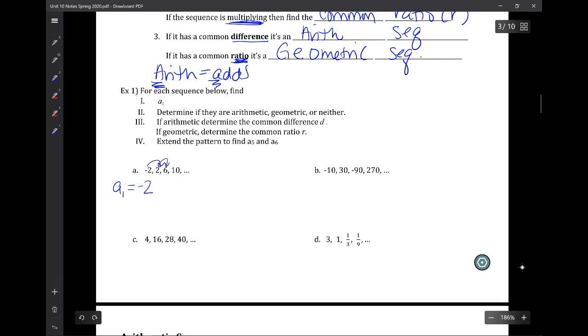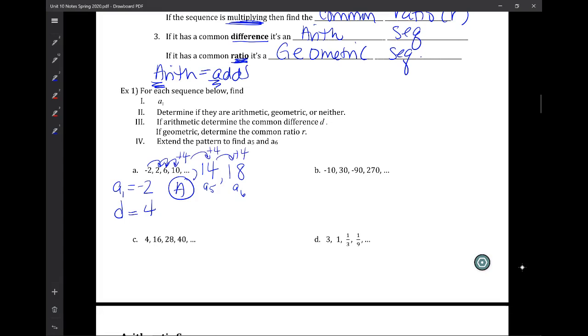And I noticed that this seems to be adding by 4 across every single step. So if it's adding, that's a common difference, which makes this an arithmetic sequence. And if I want to extend this pattern out, all I would have to do is 10 plus 4 is 14. And 14 plus 4 is 18, so that would be giving me A5, and this is A6. So I literally am just using that plus 4 to extend the pattern out where it left off. Let's take a look at letter B.